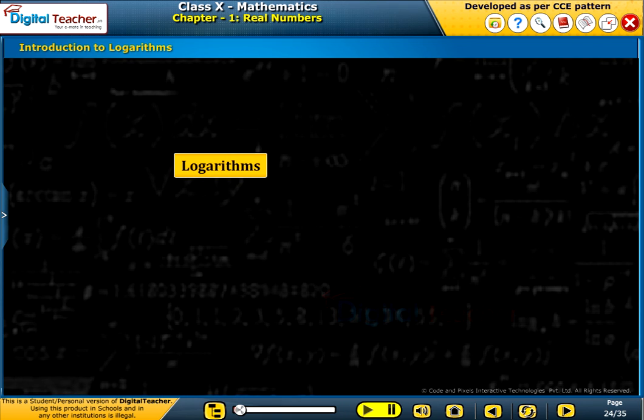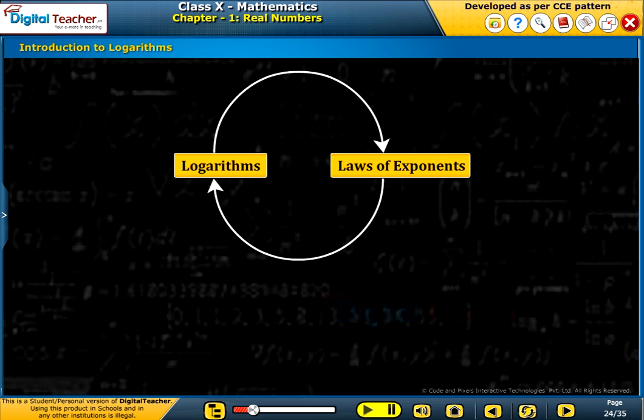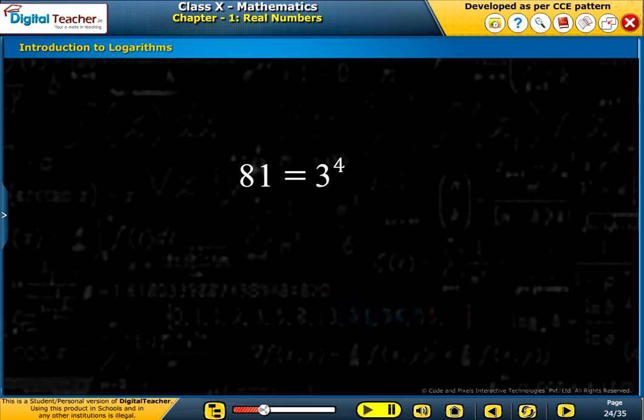Before going to learn about logarithms, we need to recollect laws of exponents. This is because logarithms and laws of exponents are closely related, and in order to understand logarithms, a good knowledge of laws of exponents is required. For example, in the given expression 4 is called the power or exponent, 3 is called the base.